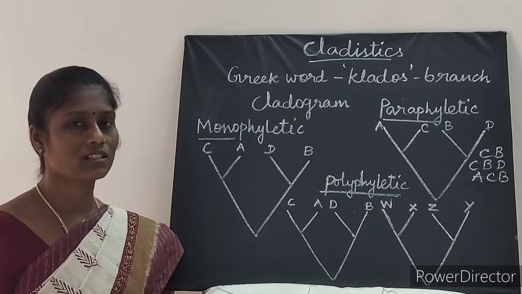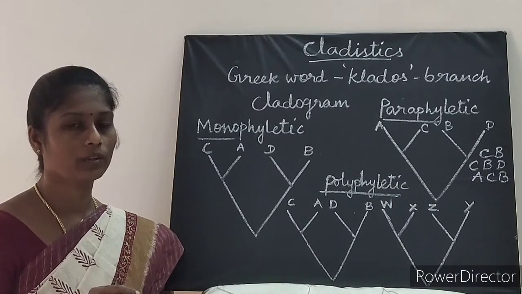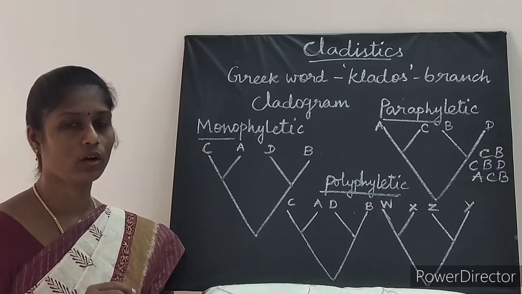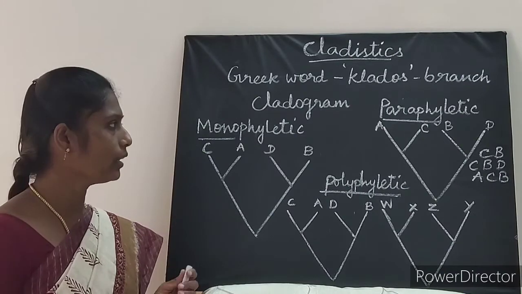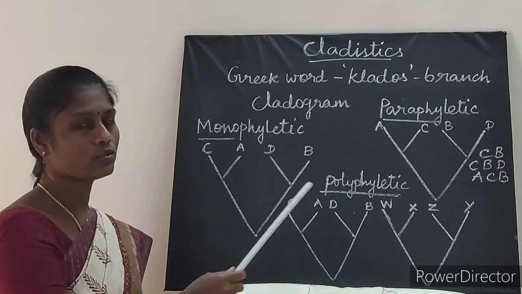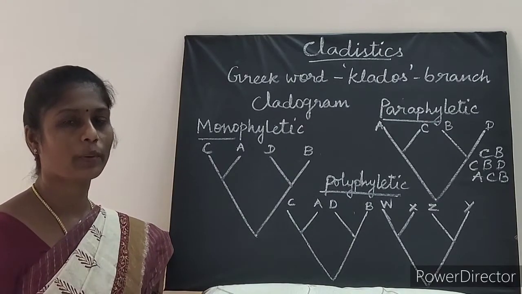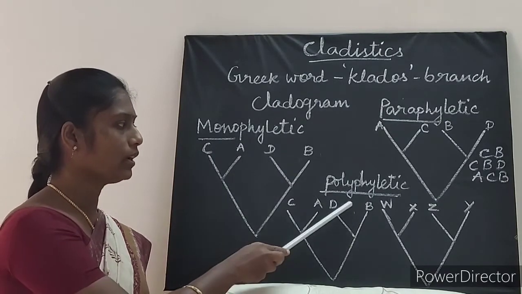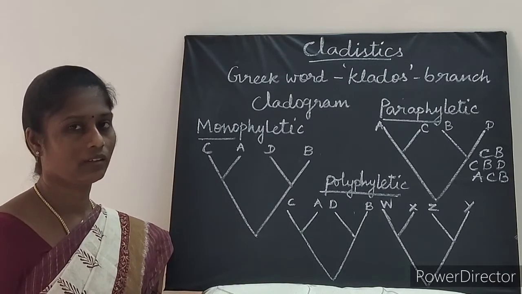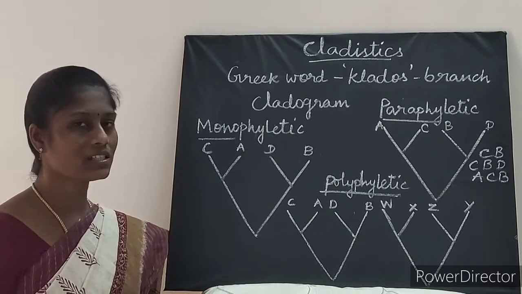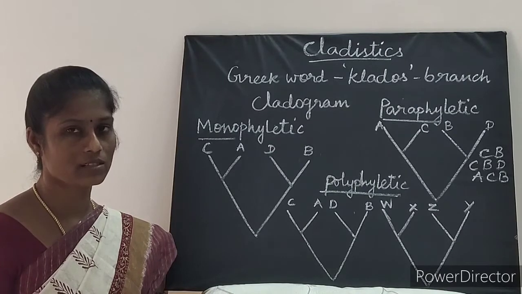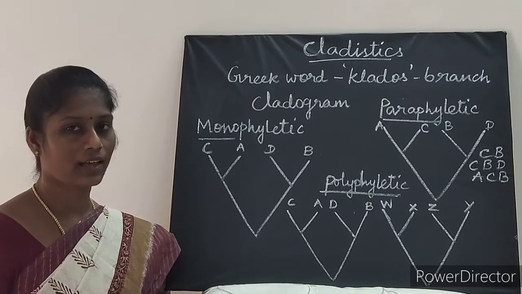Commonly, cladistics uses only monophyletic groups for classification. Paraphyletic and polyphyletic groups are used morphologically, for practical purposes. The polyphyletic group is rejected by cladistics. So what is cladistics? The method of grouping the organisms into monophyletic groups of common ancestor based on apomorphic characters.